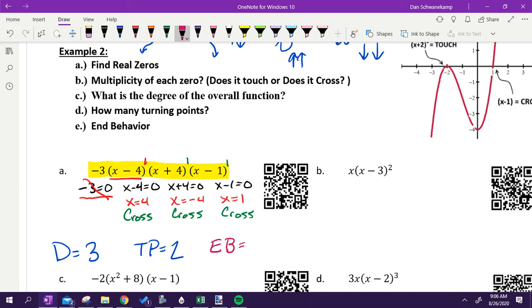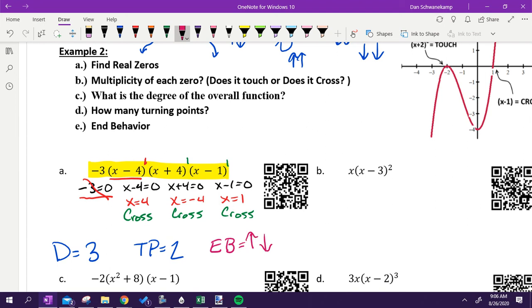So my degree is 3. So are my hands going to go in the same way or opposite ways if it's 3? Opposite. Odd is opposite. You're going to go opposite directions. Is it a positive leading coefficient or negative? Negative. So think like negative slope. Okay, negative slope is going to start up and end down. That is my graph right there.